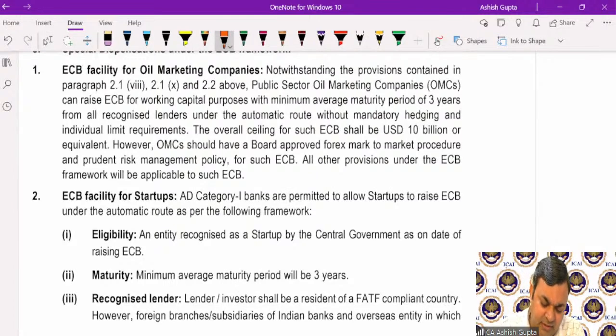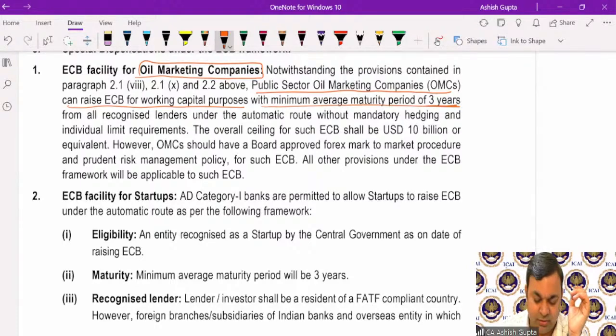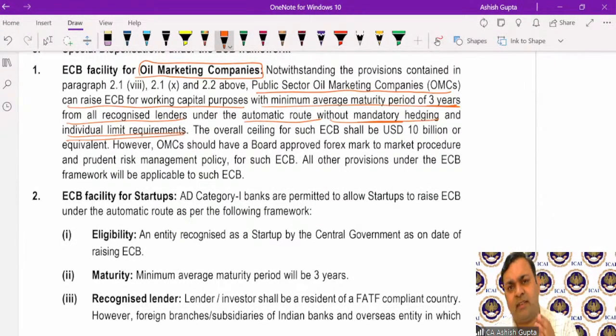The first point deals with the ECB facility for oil marketing companies. Notwithstanding the provisions contained in para 2.1 and 2.2 above, PSU oil marketing companies, like BPCL, can raise ECB for working capital purposes with a minimum average maturity of 3 years from all recognized lenders under the automatic route, without mandatory hedging and individual limit requirement. It means this is a particular exception provided to oil marketing companies that they can raise ECB for a minimum maturity period of 3 years.